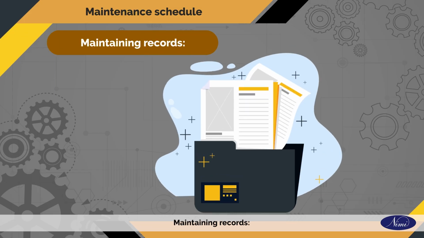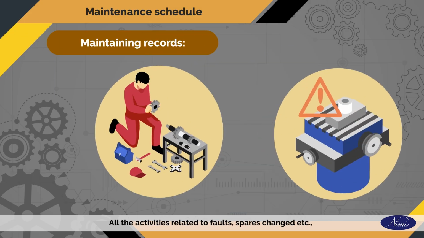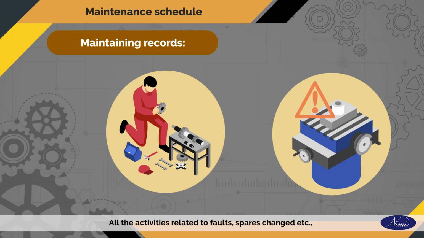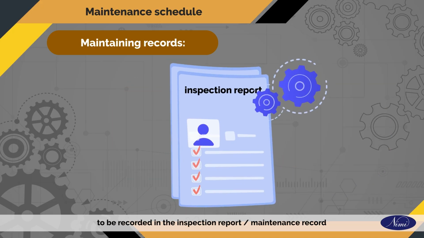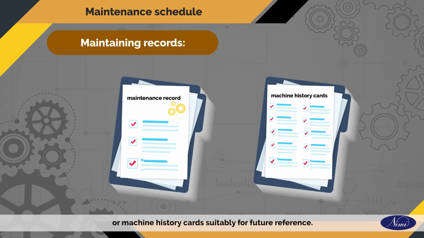Maintaining records. All the activities related to faults, spares changed, etc. to be recorded in the inspection report or maintenance record or machine history cards suitably for future reference.